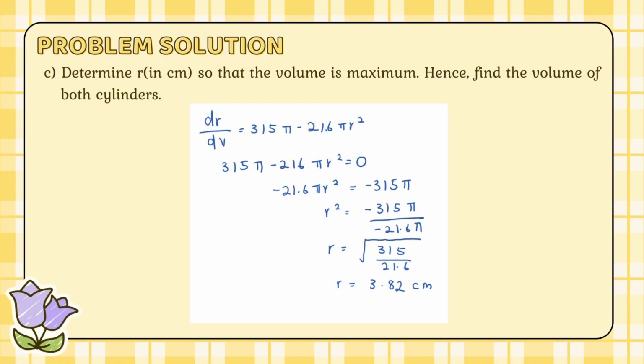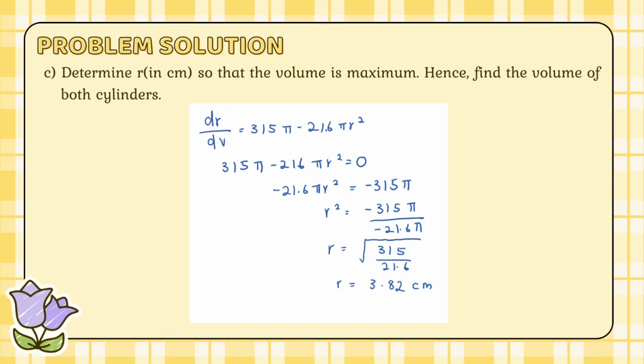For question C, which is determine r in centimeters so that the volume is maximum. Hence, find the volume of both cylinders. This is where we apply the critical value in differentiation. We use dV over dr because the question is focused on radius. So we differentiate the original equation for volume. So we will get 315 pi minus 21.6 pi r squared.